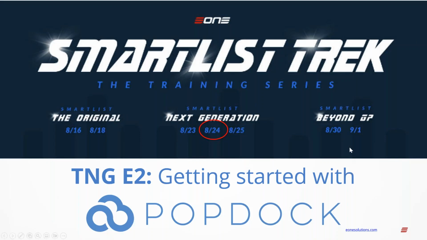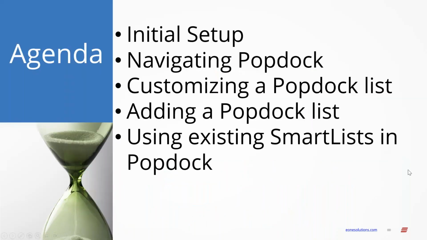By way of agenda for what we're looking to cover today, we're going to talk about some of the initial setup that goes along with when you first buy Popdock and what it is you might want to do. We're then going to dive straight into navigating through Popdock. We're going to talk about customizing Popdock lists, getting in there, seeing what we can do. We're going to talk about adding a Popdock list, and as part of that, we're going to talk about existing SmartLists. So all of that investment that you've already made in your Dynamics GP environment, what do you have to do to take advantage of that in Popdock?